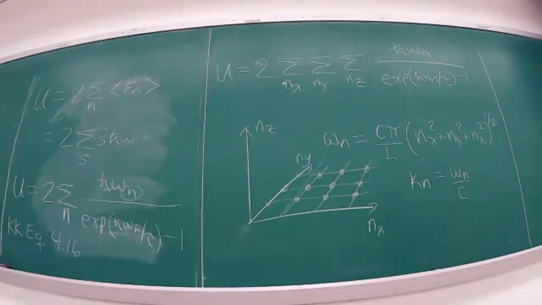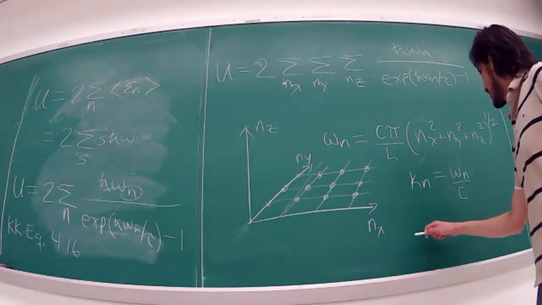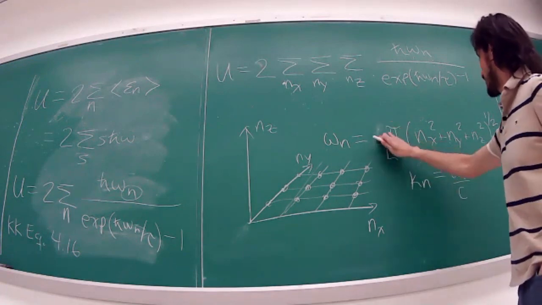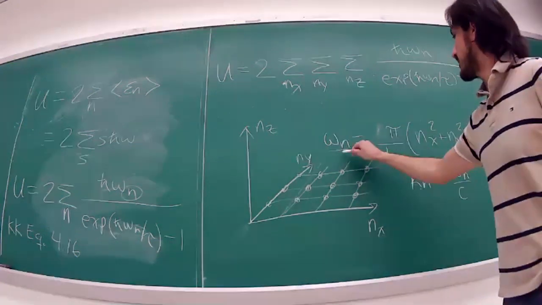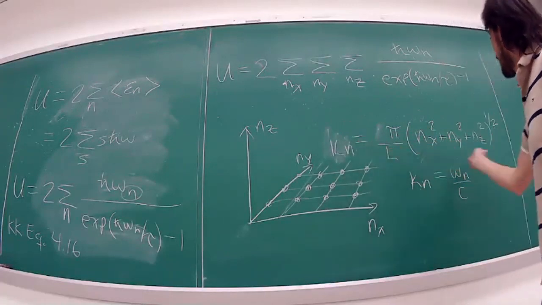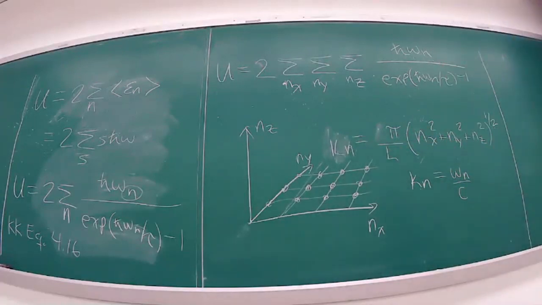So kn is going to be, we can put the c over here, and then that's kn. Right, so it's almost the same.